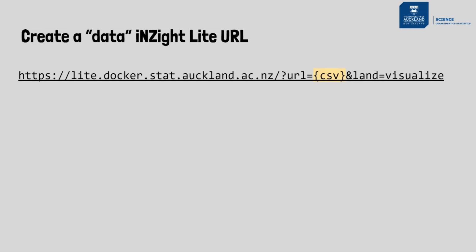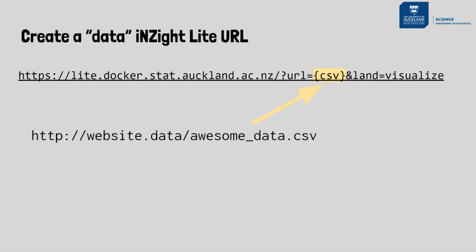And how that works is that you take this basic shell or template for a URL, and what you want to do is replace this part here with the website address, or another URL, for the CSV file, which has to be hosted publicly online somewhere. So for example, let's say you've been searching for data online, you've come across a really awesome data set that's sitting on a website, and it finishes with .csv, so you know it's an actual CSV file.